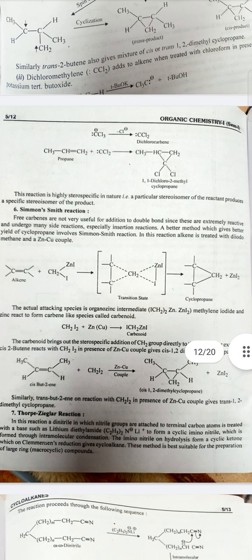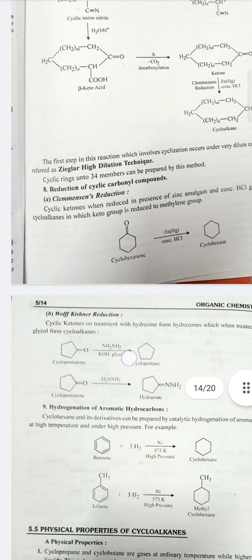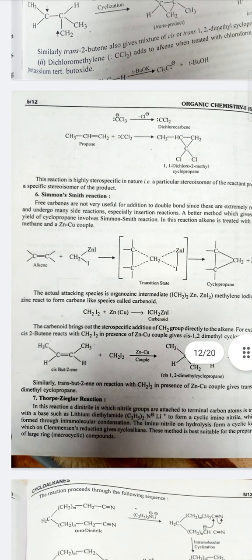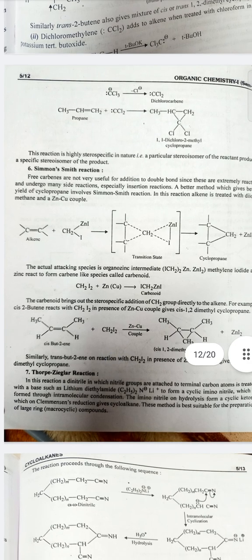The actual attacking species are organozinc intermediates. Methylene iodide and zinc react to form a carbene-like species called a carbenoid. The carbenoid brings about the stereospecific addition of the CH2 group directly to the alkene.